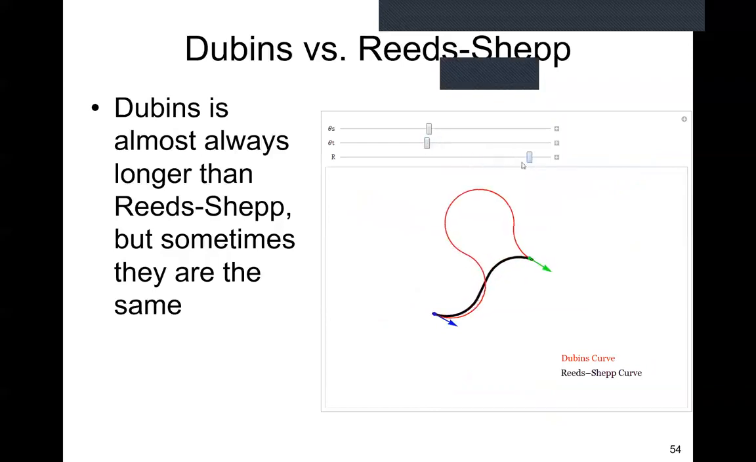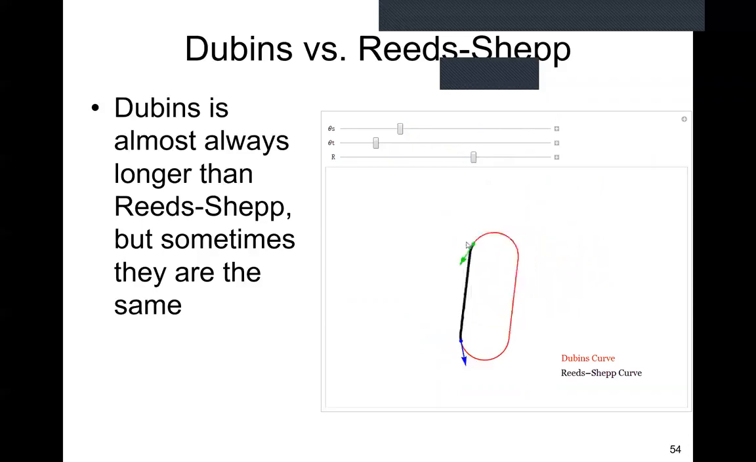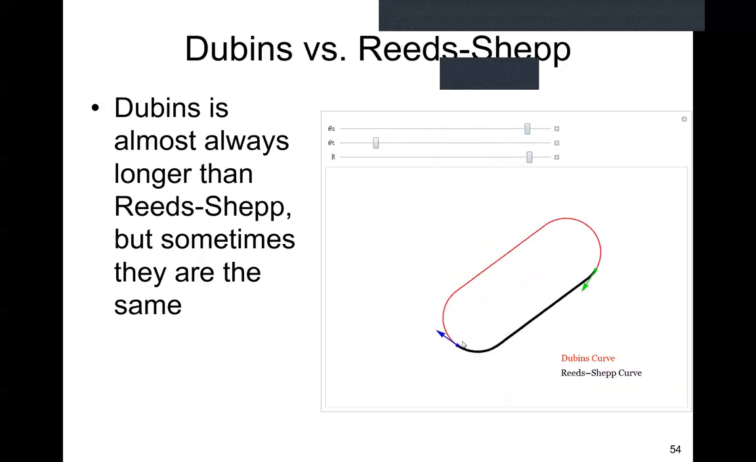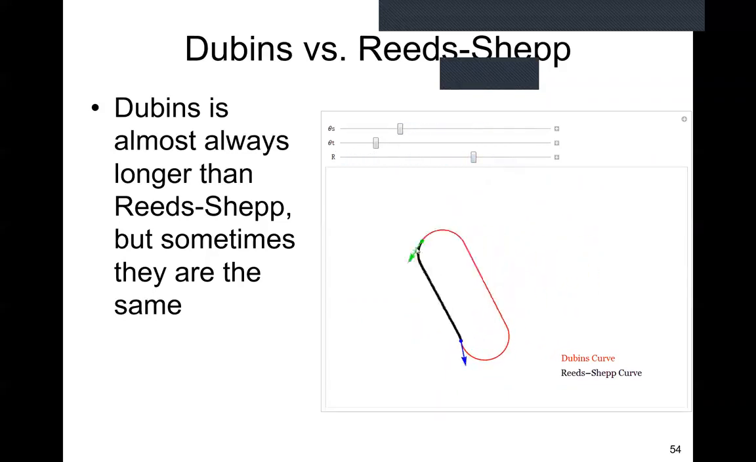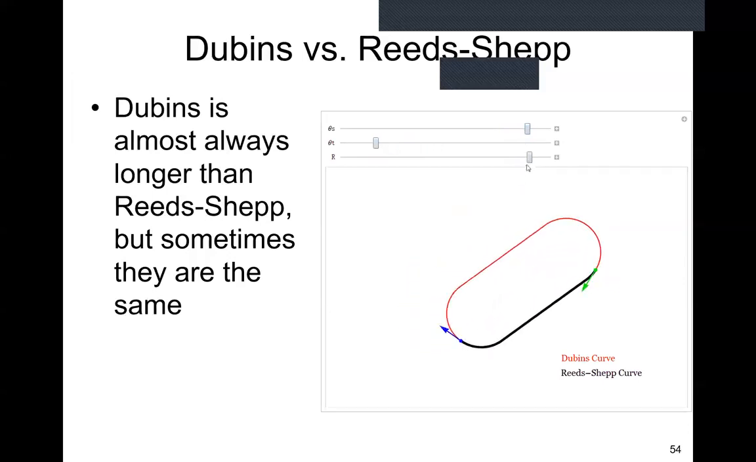So you can compare Dubins versus Reeds-Shepp from the start position to the goal position. You can change the start and goal, and the red is the Dubins curve, and the black is the Reeds-Shepp curve. So Dubins is almost always longer than Reeds-Shepp because you cannot back up, but sometimes they're the same.